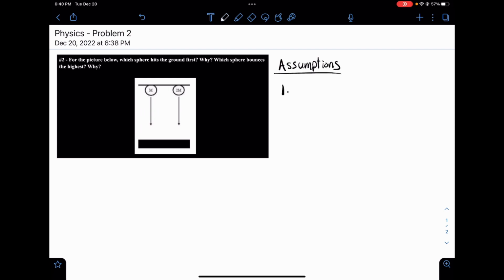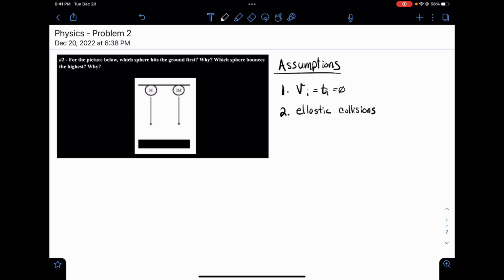The first assumption I made is that the starting velocity and time for both of these balls is going to be 0. That means they're both starting completely at rest and in the same instant. And then two, I'm assuming elastic collisions, which means none of the energy is going to be transferred into the ground.